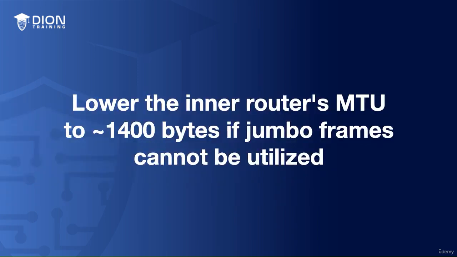Now, if you can't set up jumbo mode, another way you can do this is by actually dropping the maximum MTU size on your inner router to something like 1400 bytes and then connecting to the VPN. This way, you've got an extra 100 bytes of room between 1400 and 1500 bytes to be able to add that extra encapsulation and the new packet header before it's transmitted over the public internet inside of your VPN tunnel.